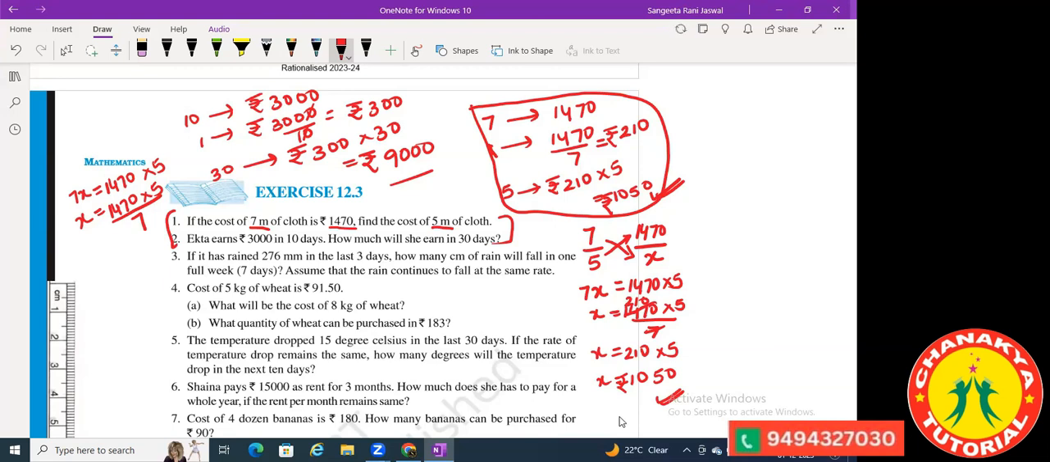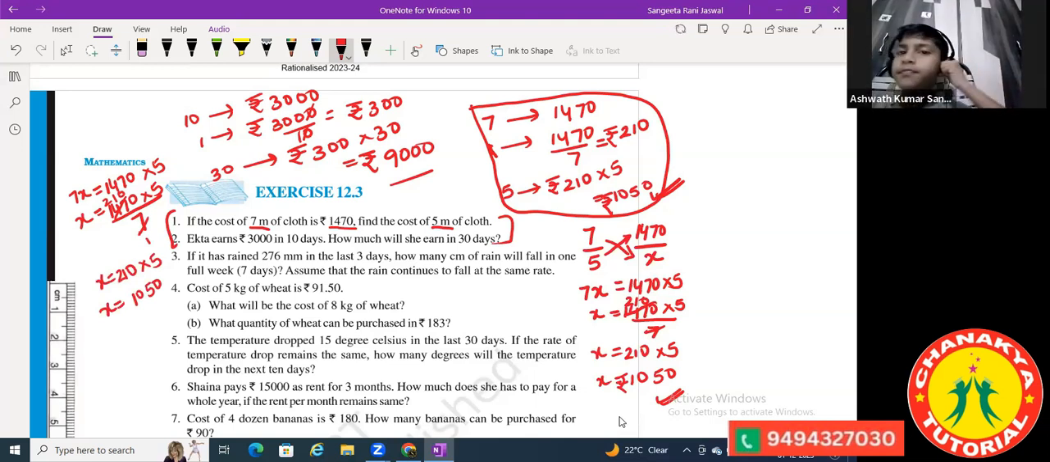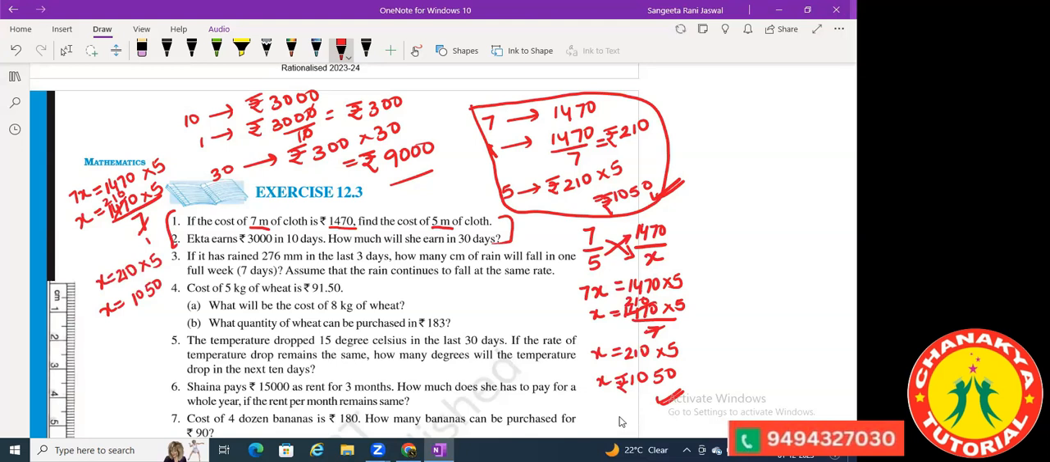Now I can just divide by 7. 1470 can be divided by 7. 7 ones are 7, 7 twos are 14, 7 ones and 0. So I have 210 here multiplied by 5, and here I have x. When I multiply this, I will get 1050, which is my value of x. Okay, ma'am. Understood?